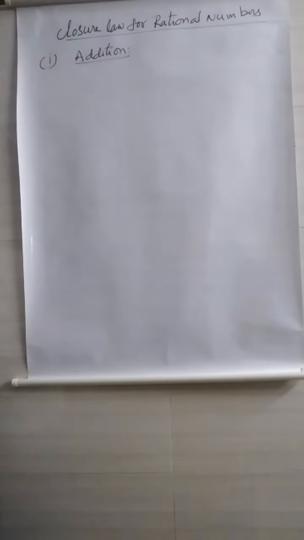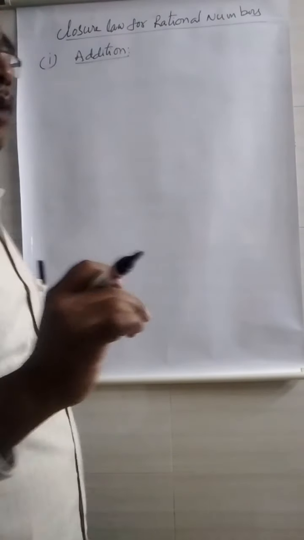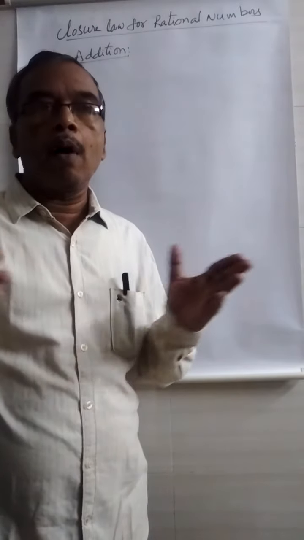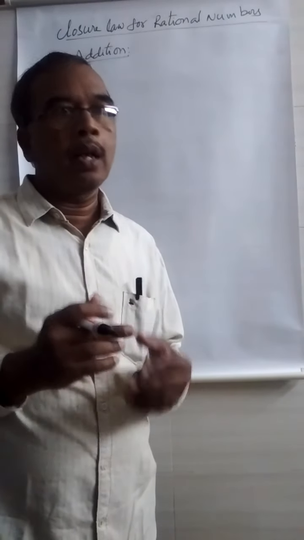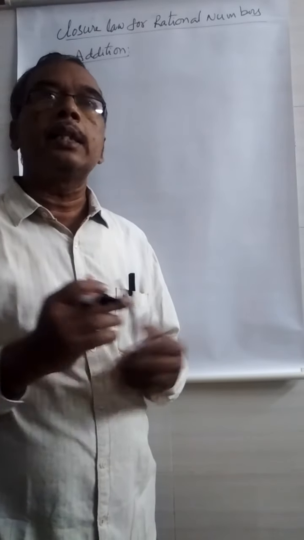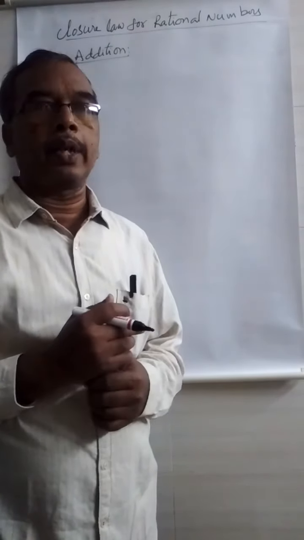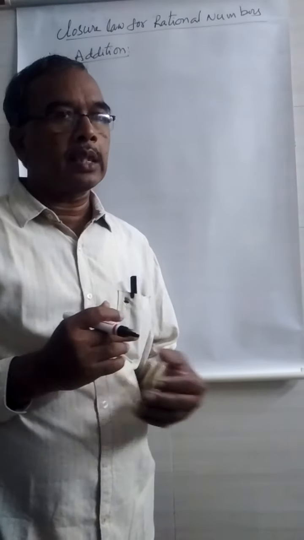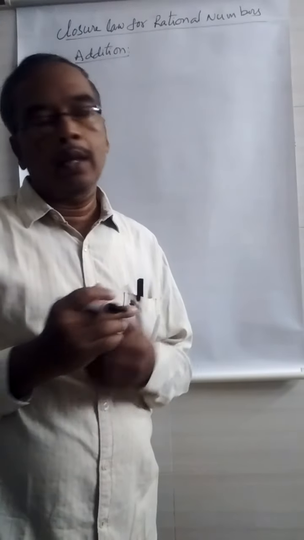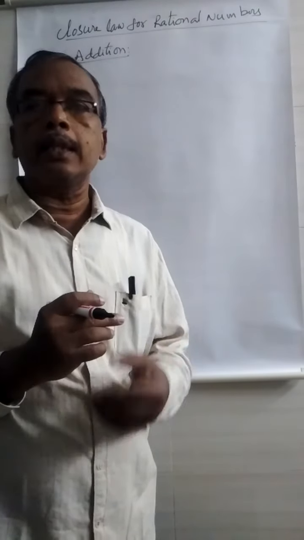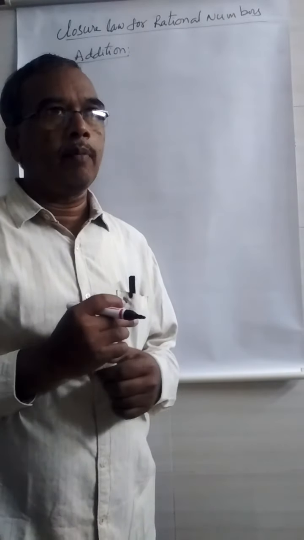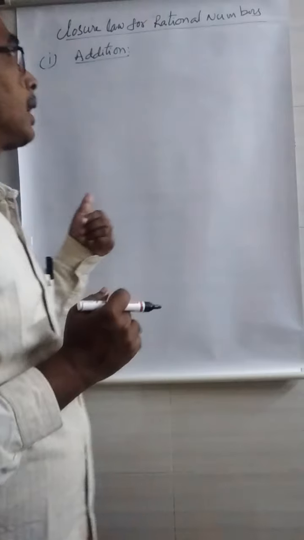Now check here. Already we know the closure property. What is closure property? Sum of two rational numbers is also a rational number. Then we can say it satisfies the closure property. Already we discussed closure property for whole numbers and integers in the previous one. Now today we are discussing about rational numbers.